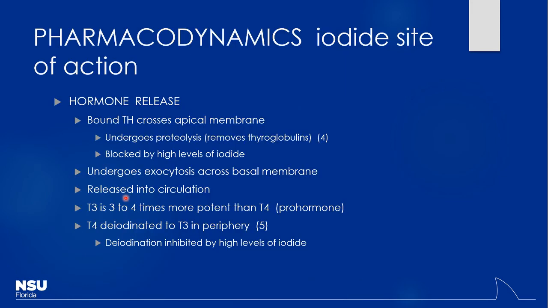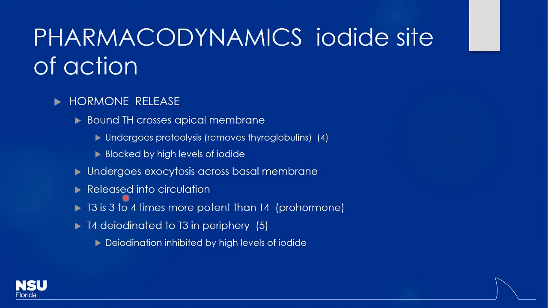So anyway, the hormone release itself, once we have that bound thyroid hormone, it's going to be able to cross the apical membrane. It undergoes that proteolysis where it gets rid of that thyroglobulin. And again, this is another case where high levels of iodide could actually inhibit this. So another case where using high levels of iodide can actually cause hypothyroidism, or maybe be able to manage hyperthyroidism, right? So if you have too much thyroid hormone in the system, you can actually give high doses of iodide to help prevent that. You can kind of use it either way.